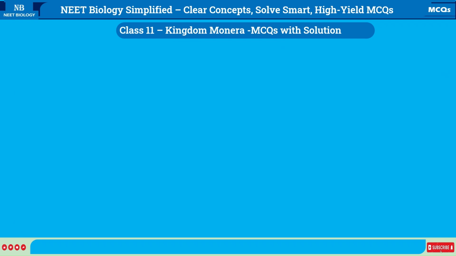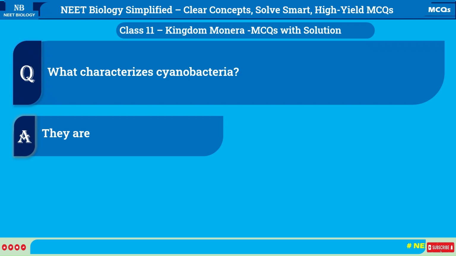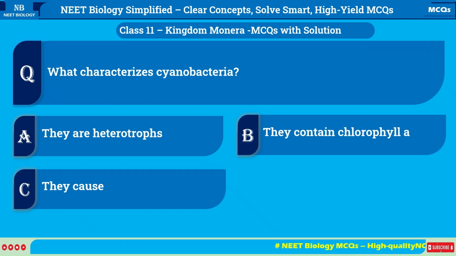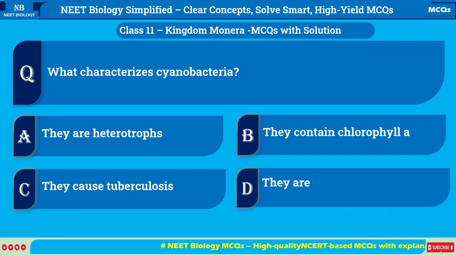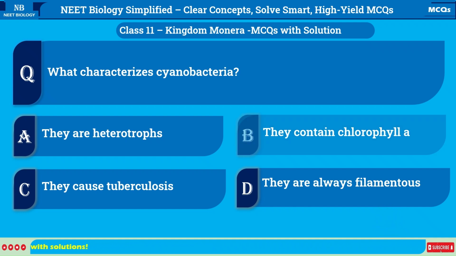What characterizes cyanobacteria? A. They are heterotrophs. B. They contain chlorophyll A. C. They cause tuberculosis. D. They are always filamentous. Correct answer is B. They contain chlorophyll A.